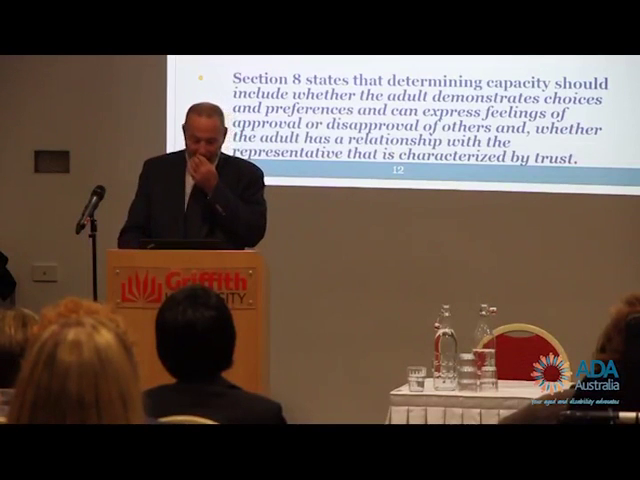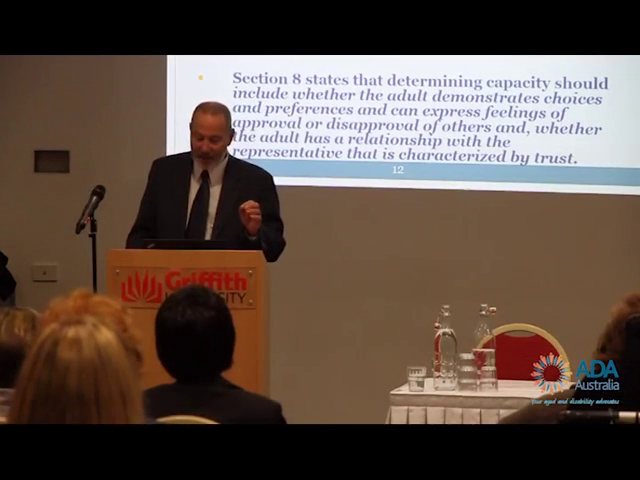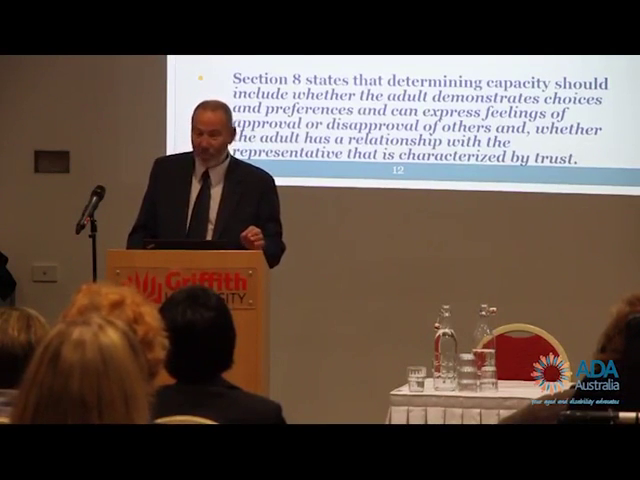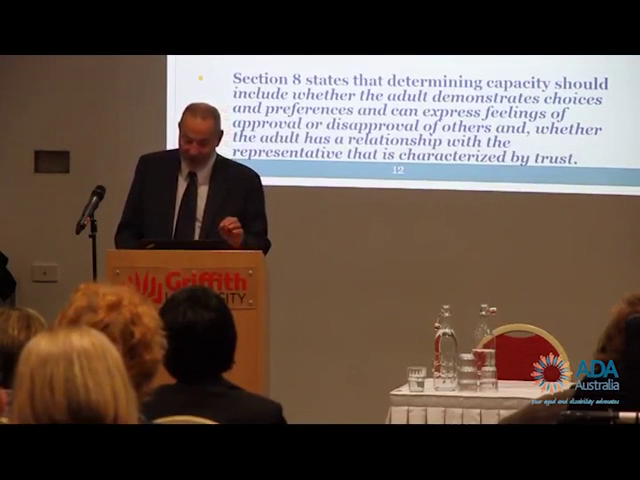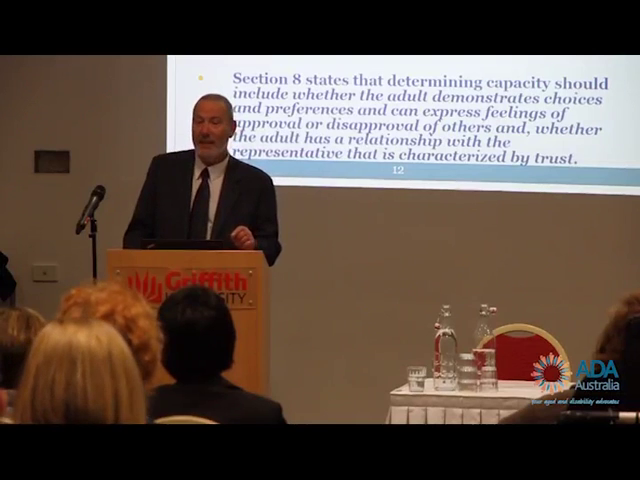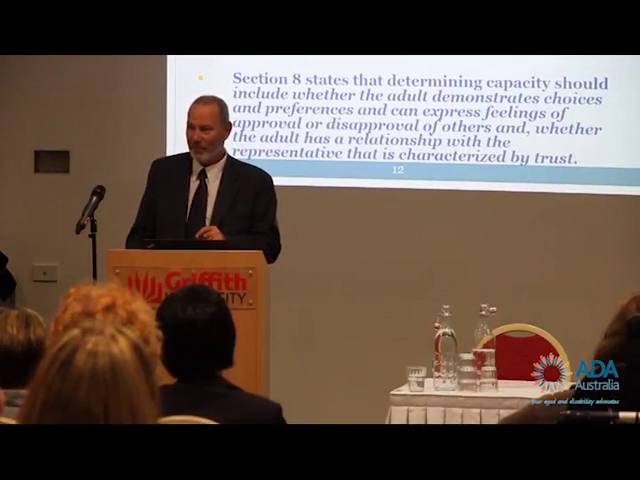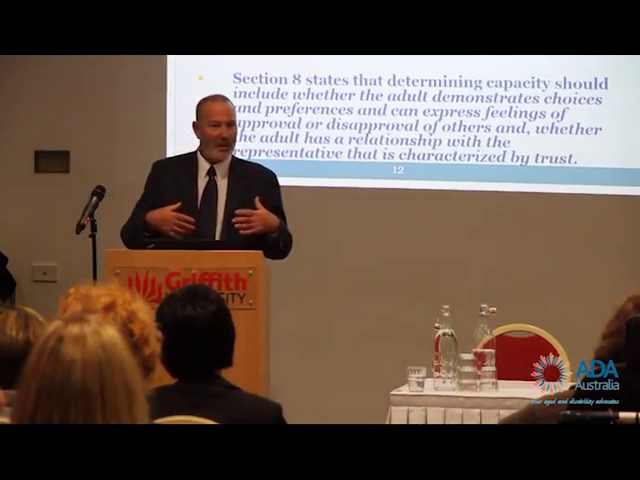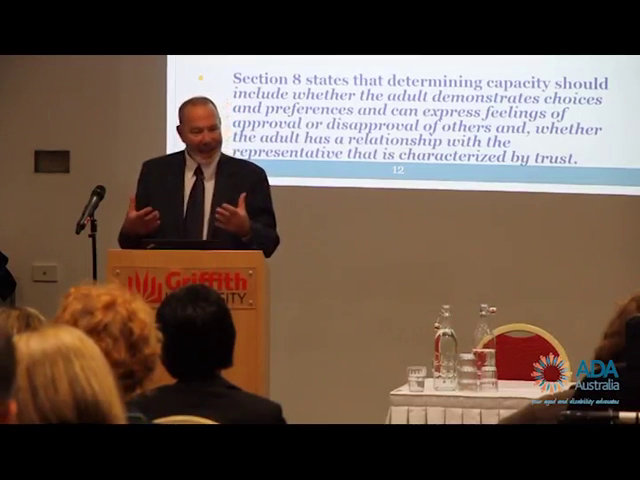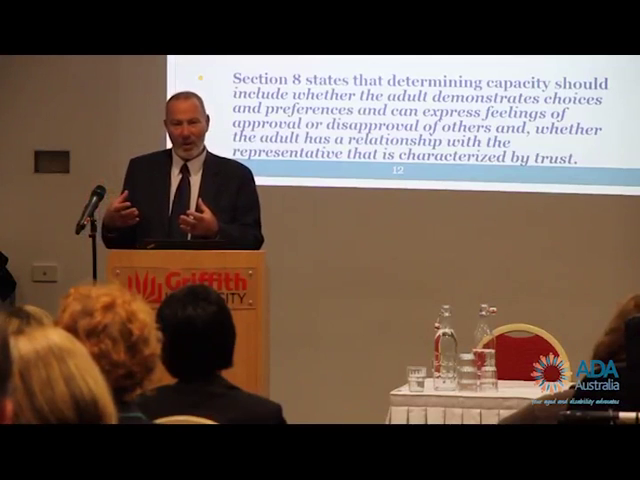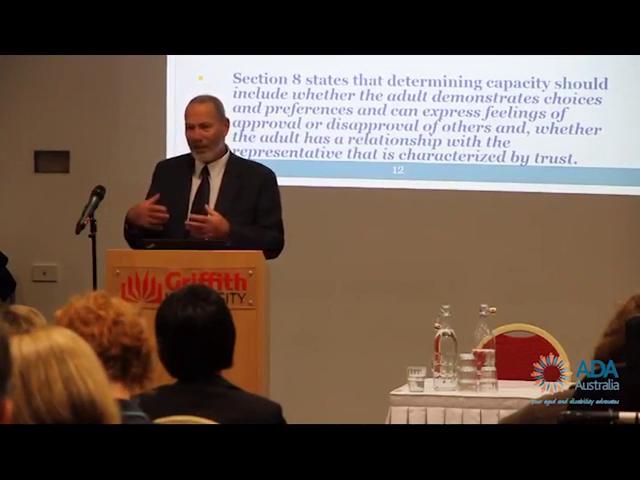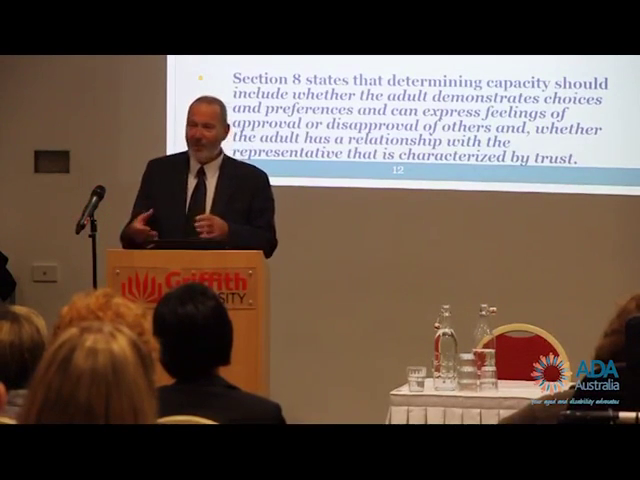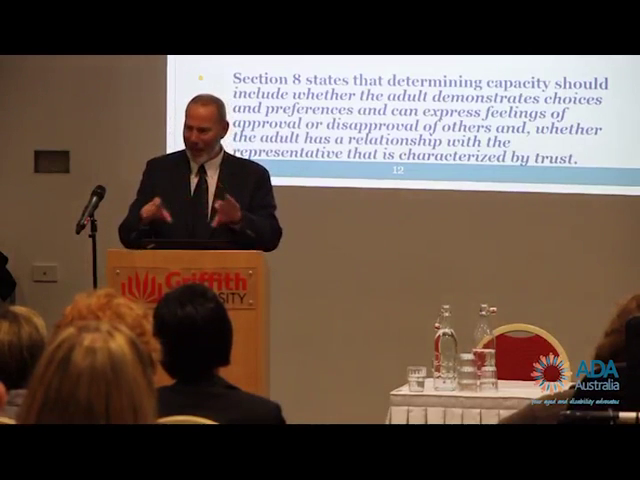So section 8 says that capacity should include whether the adult demonstrates choices and preferences and can express feelings of approval or disapproval of others, and whether the adult has a relationship with the representative that is characterized by trust. So they don't have to formally communicate so long as they can express preferences, and the supportive decision maker is someone where there is a clear, empirically verifiable, to the point that's possible, relationship of trust.